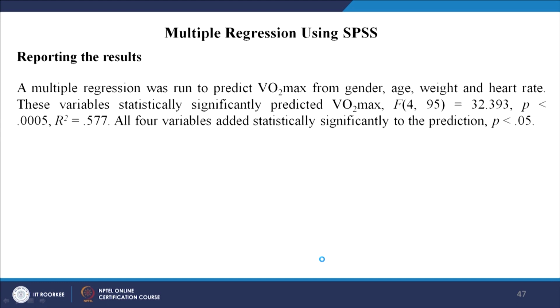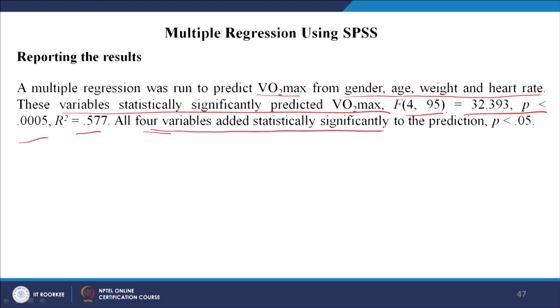So, finally, when you write in your research report, you should write like this: a multiple regression was run to predict VO2 max from gender, age, weight and heart rate. These variables statistically significantly predicted VO2 maximum, and the R square is this one. Are all 4 variables added statistically significant to the prediction at this level?